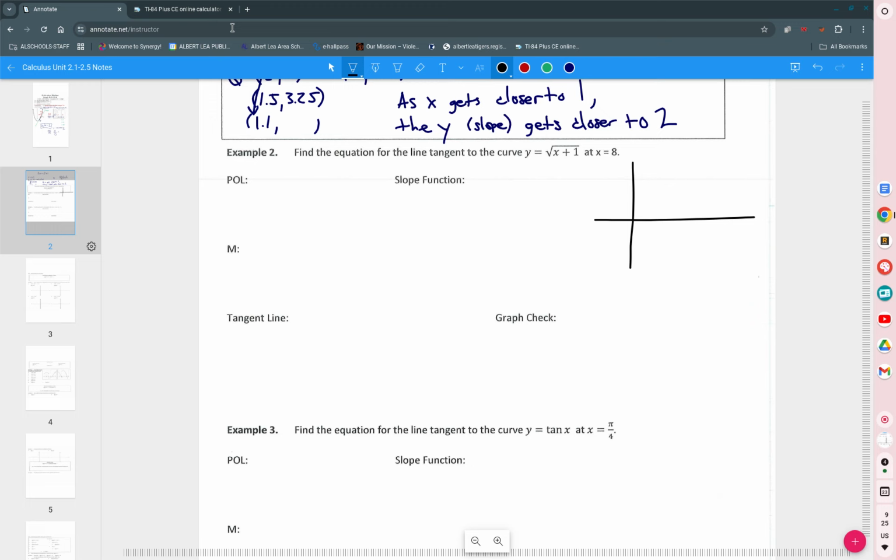What does the graph of root of x plus 1 look like? Yep, shifted to the left 1 unit. So we are going to look at this function at 8. With the person next to you right now, I would like you to describe in some way, shape, or form the slope of that function at 8. Go ahead, talk. Describe the slope at 8.